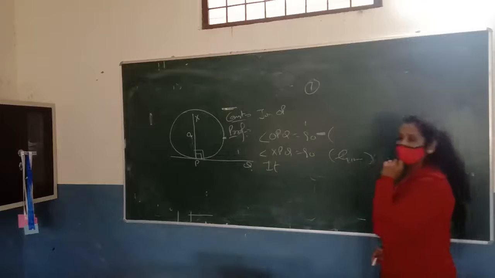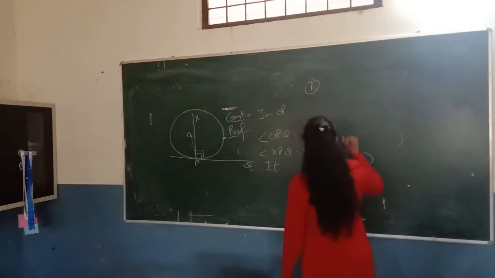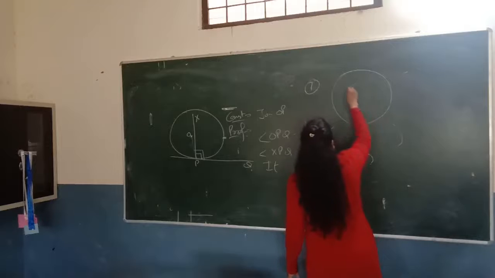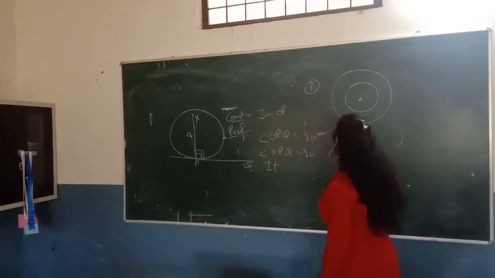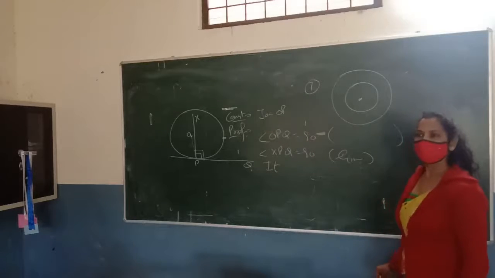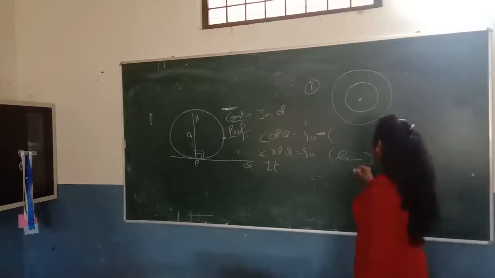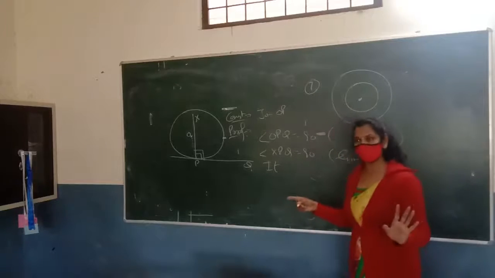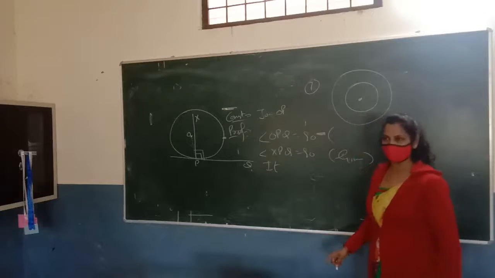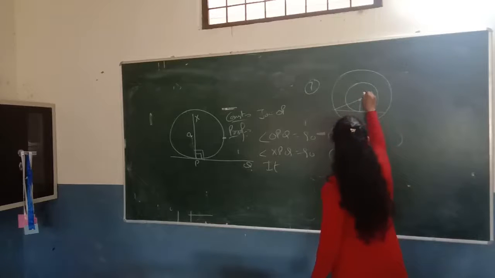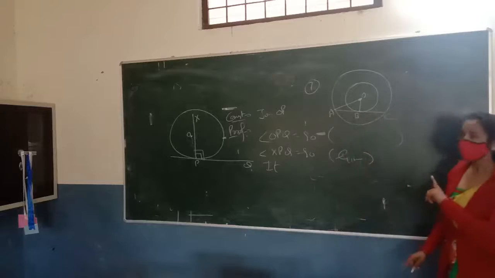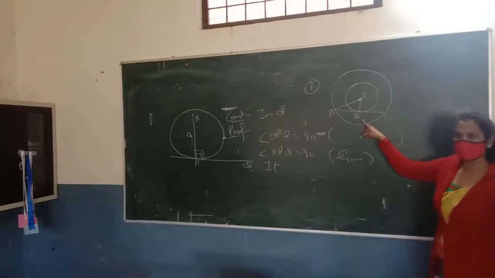Yes, Mansi, question 7. Two concentric circles. Concentric circles, Mansi, means the circles which have a common center. So these are the concentric circles of radius 5 cm and 3 cm. The larger one is 5 cm and the smaller one is 3 cm. Find the length of the chord of the larger circle which touches the smaller circle. So suppose AC is the chord of the larger circle, which touches the smaller circle at the point B.